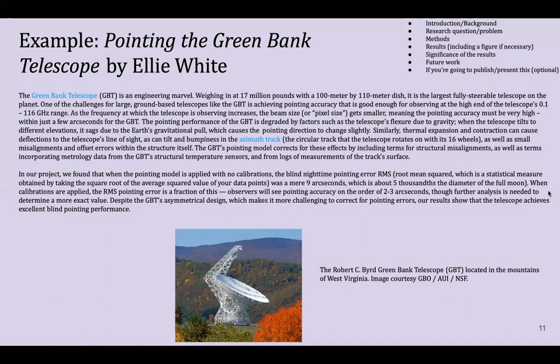When calibrations are applied, the RMS pointing error is a fraction of this. Observers will see pointing accuracy on the order of 2 to 3 arc seconds, though further analysis is needed to determine a more exact value. So that's a little bit of future work. Despite the GBT's asymmetrical design, which makes it more challenging to correct for pointing errors, our results show that the telescope achieves excellent blind pointing performance.